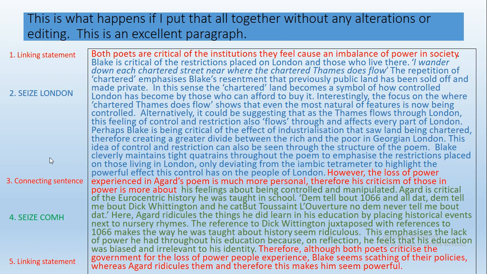This one here, the more detailed one, is great if you are wanting to write a grade 9 answer, and I think the only difference you'll notice, apart from the fact that it's more detailed, is there's some comment about structure in London in this one. The other thing to draw your attention to is that this one focuses a little bit more on the tone that they're trying to get across. So Blake is more scathing and Agard is more ridiculing. So that's something else you could do for a grade 9 as well.